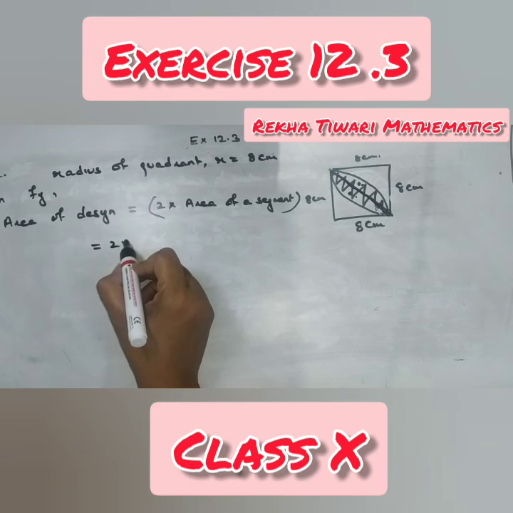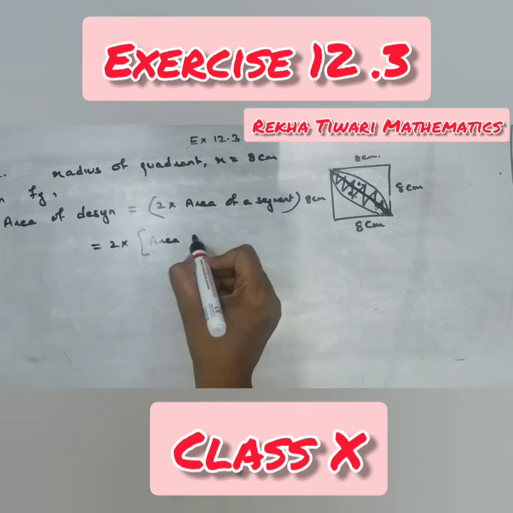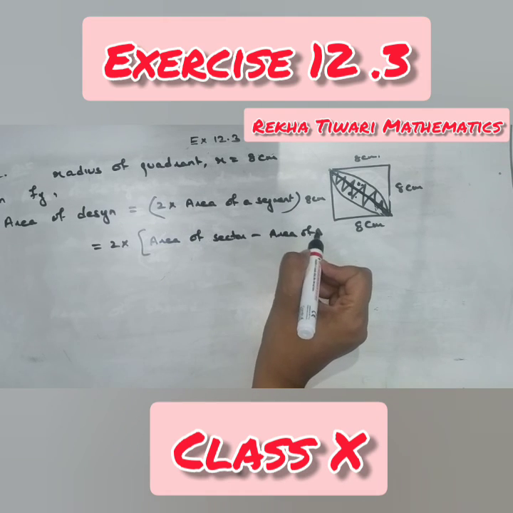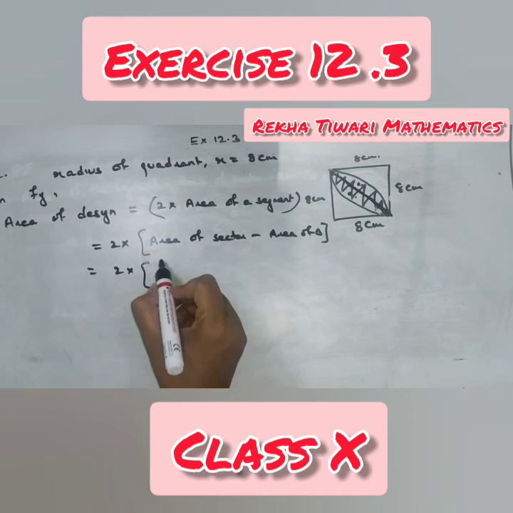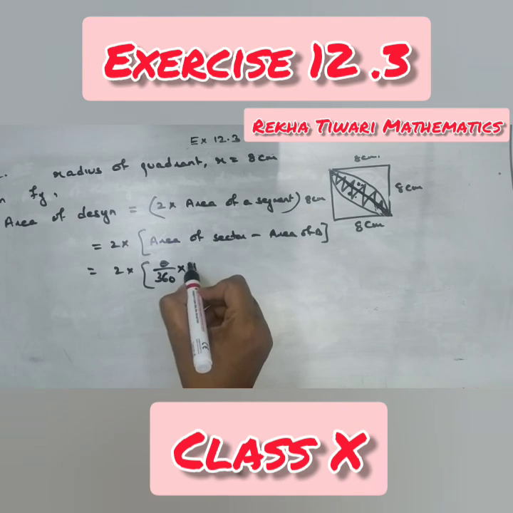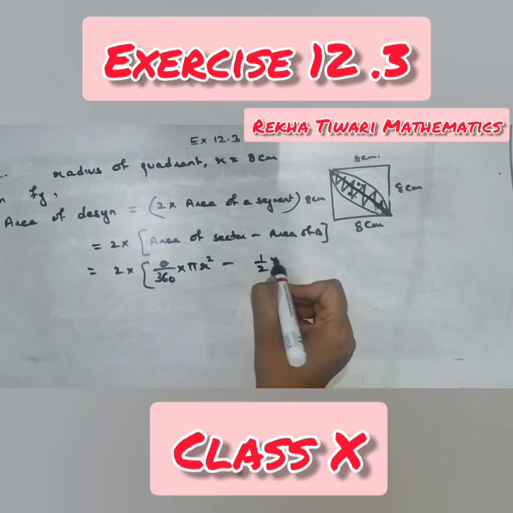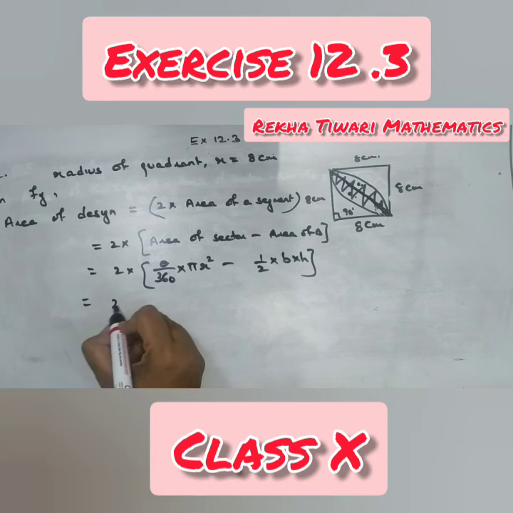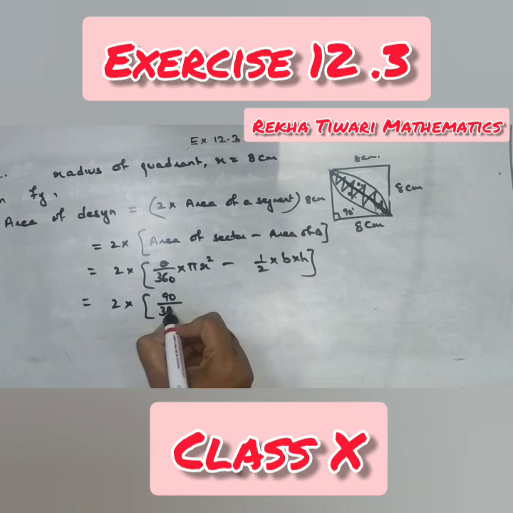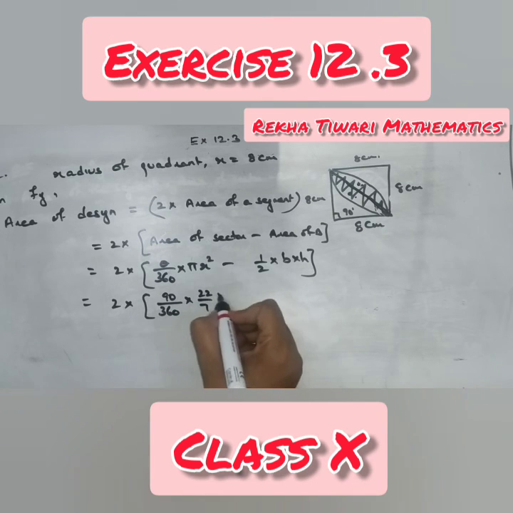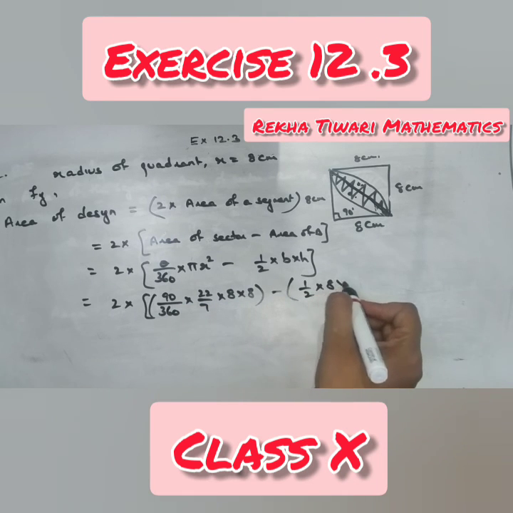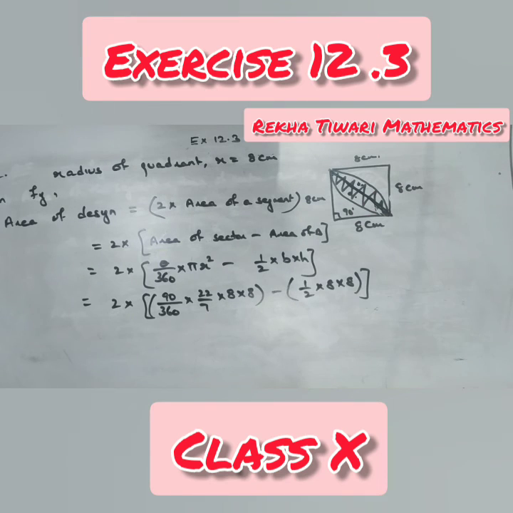Put down the formula now. 2 into area of segment is what? Area of segment is area of sector minus area of triangle. This is 2 into area of sector, theta by 360 into pi r square, minus half into base into height, because theta is 90 degree. It's a quadrant. So this is 2 into 90 by 360 into 22 by 7, radius is 8 into 8, minus half into 8 into 8. Base is 8, height is 8. So calculate this to get the result.